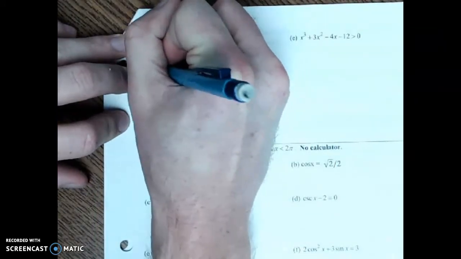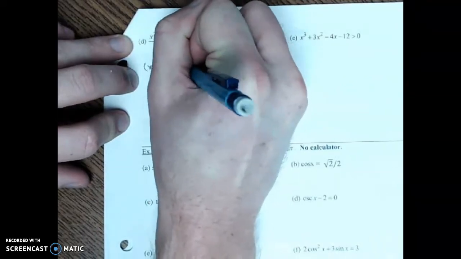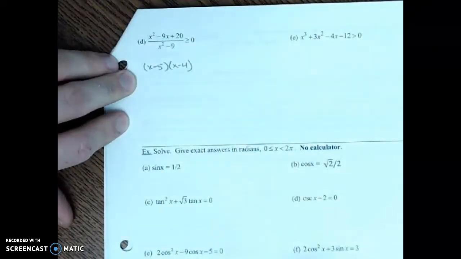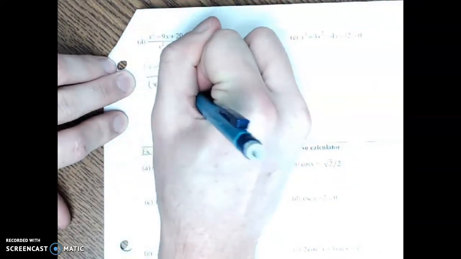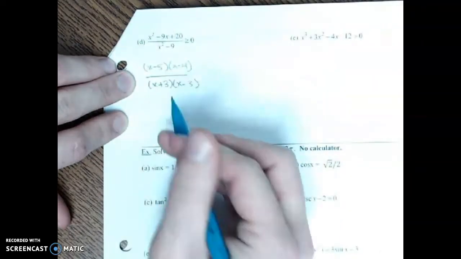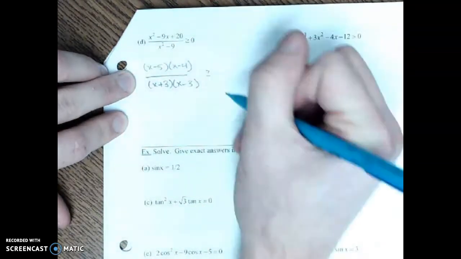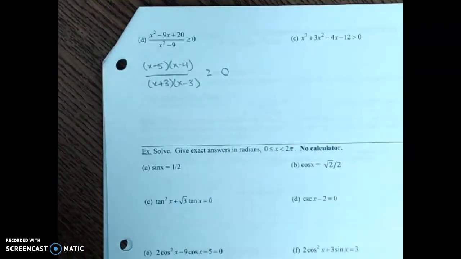So I've got x minus 5, x minus 4. Check it, but that's how it factors. Then on the bottom, you're going to have plus 3, minus 3. Doesn't matter. You could put those in different orders, but we're going to be looking for where this is greater than or equal to 0. So I'm going to want the positives at the end, or I'm going to want the zeros at the end.